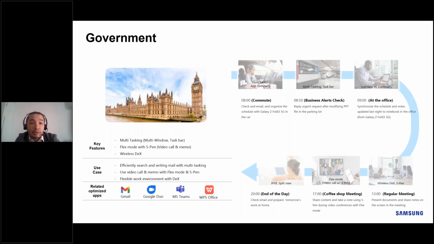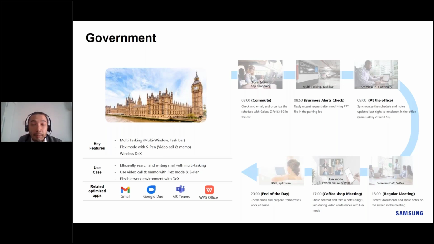While commuting to the office, the business user can check email and organize schedule using the foldable device. And using multitasking feature, they can instantly reply to urgent requests after modifying a document file or even a PowerPoint file in the large screen display. And then at the office, they can synchronize schedule and notes updated at home to the office laptop, utilizing the seamless PC continuity of the foldable devices.